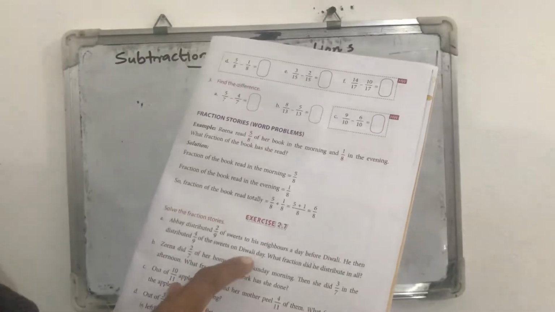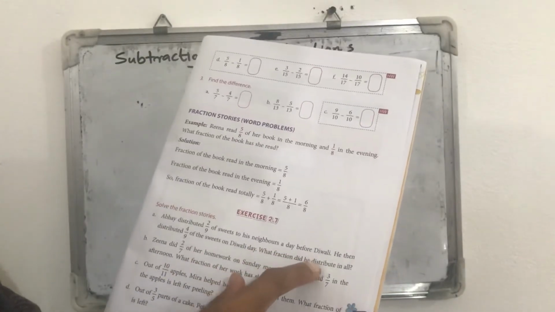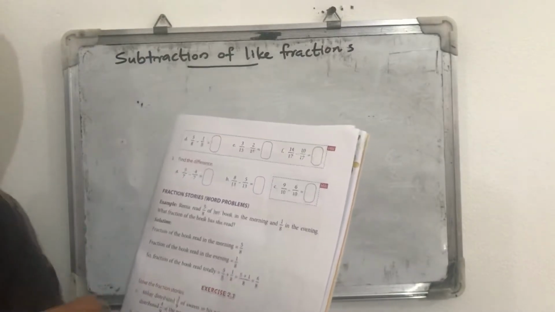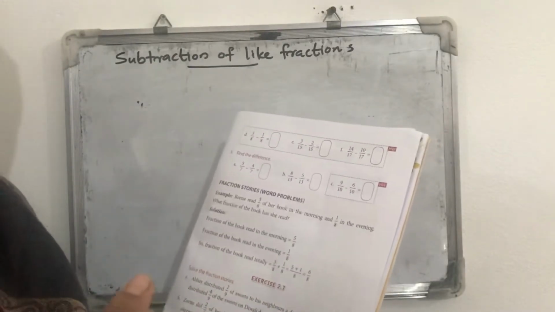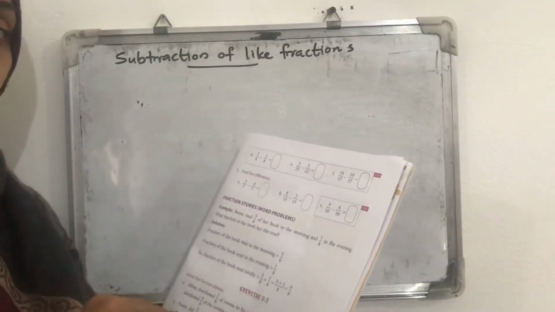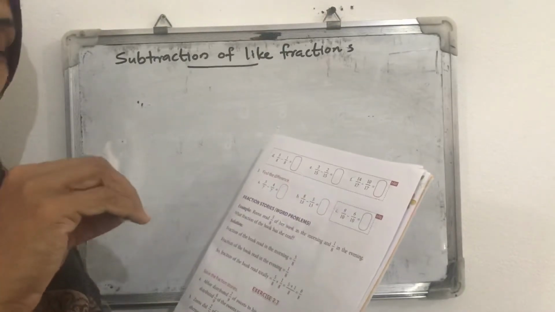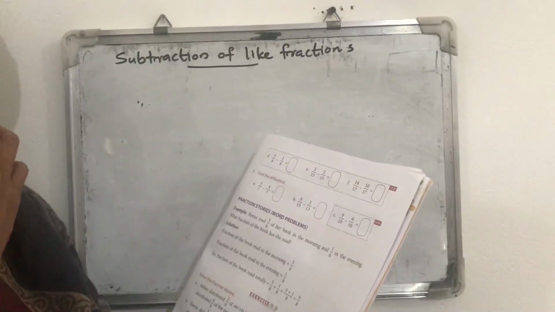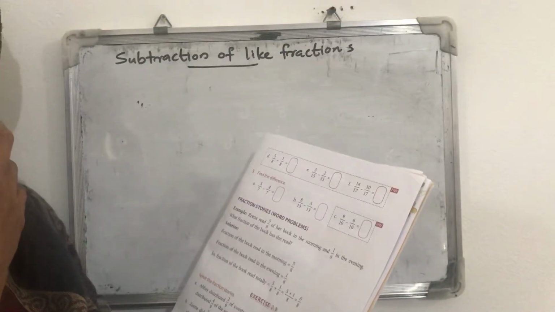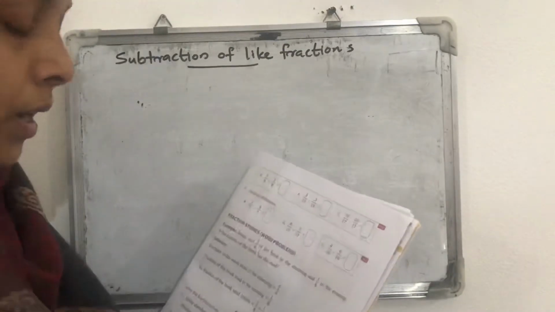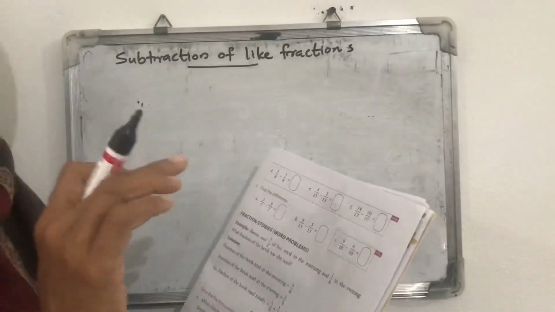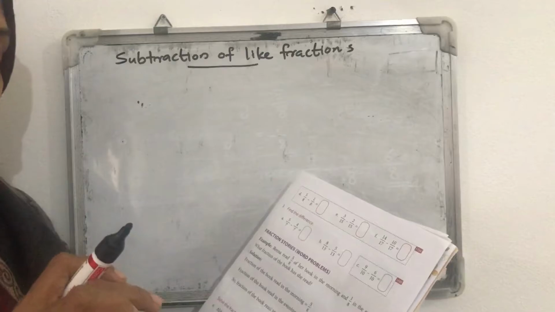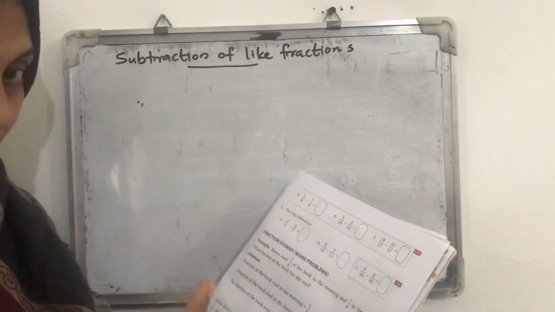Then what is the question? What fraction did he distribute in all? In total, how much did he distribute, both on the day before Diwali and on Diwali day? So how can we write it? How can we write the steps? Abhay distributed 2/9 of sweets to his neighbors a day before Diwali.